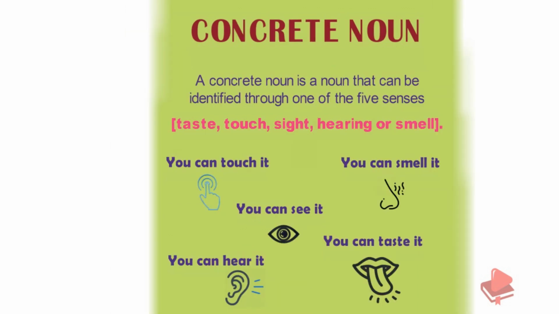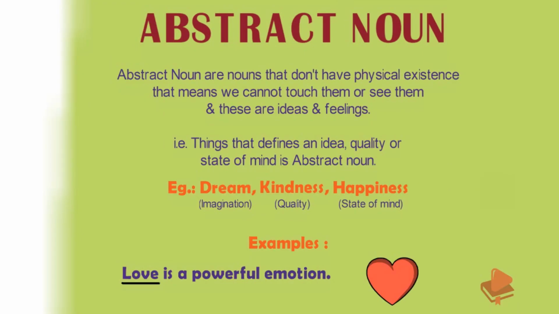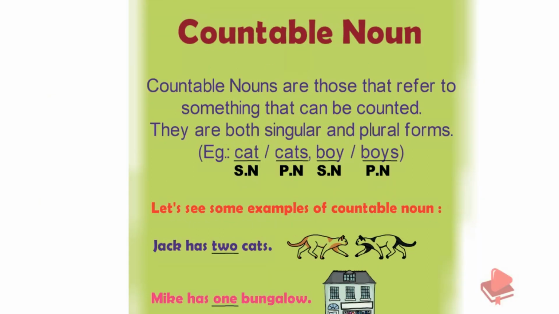After collective noun, we have seen concrete noun. Concrete noun is a noun that can be identified through one of the five senses of taste, touch, sight, hearing or smell. After concrete noun, the next one is abstract noun. Abstract nouns are the nouns that don't have any physical existence. That means we cannot touch them or we cannot see them. They are ideas and feelings like dream, kindness, happiness. These are all the examples of abstract noun.